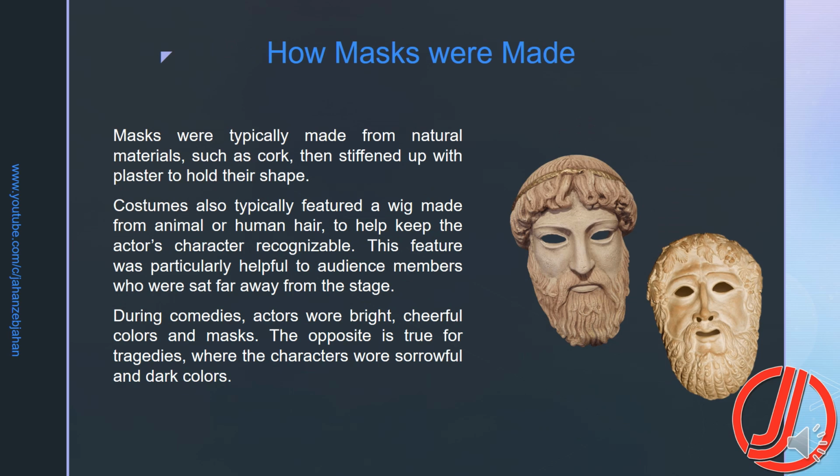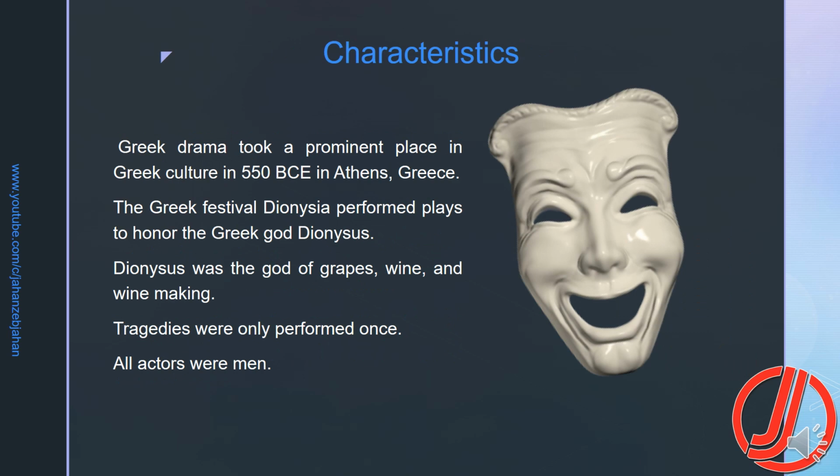Masks were made from natural materials such as cork, then stiffened with plaster to hold their shapes, just like modern masks are made today. These masks were very durable, and sometimes a wig was also attached, made of animal hair or human hair. So these masks not only depicted faces but also contained hair behind them.